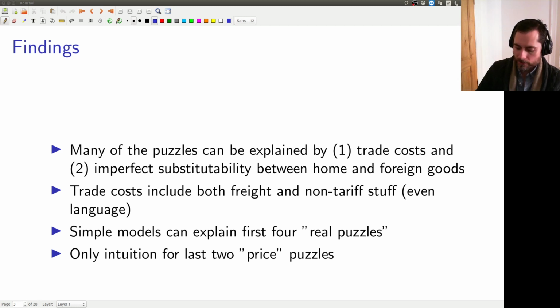All right, so let's delve into the first puzzle. So I still have one little slide here that just says that it turns out that basically, if we have these two ingredients, one is trade costs between countries, and then the second one is that foreign goods and goods from home are not going to be exactly the same. People are going to have preferences over those two goods, and of course, they'll substitute between them based on which one is more expensive or cheaper, but it won't be perfect. So even if foreign goods are very expensive, you're still going to consume a little bit of them.